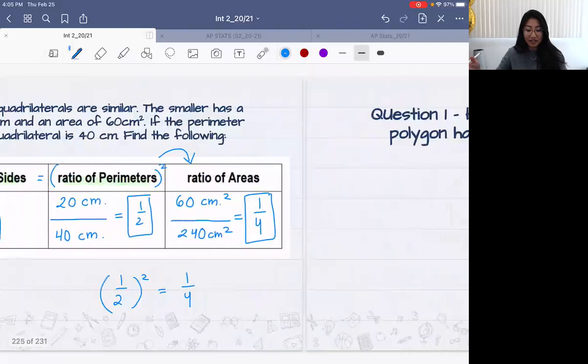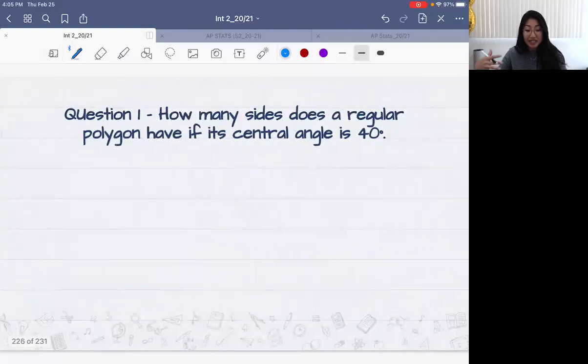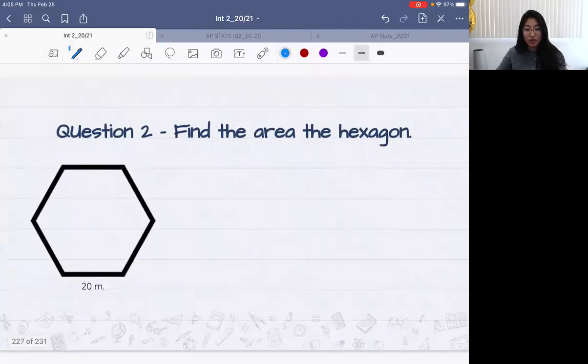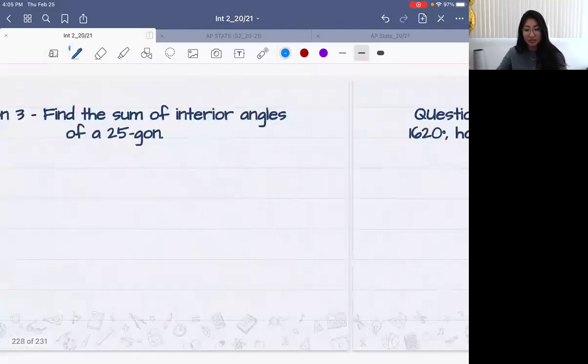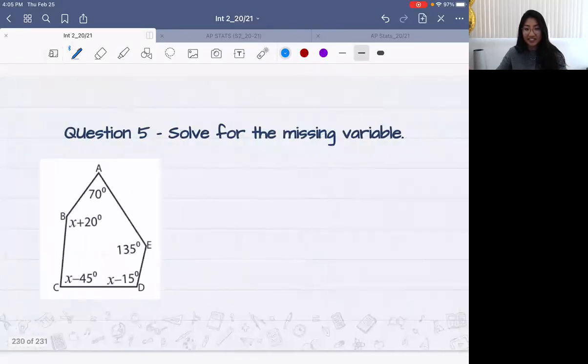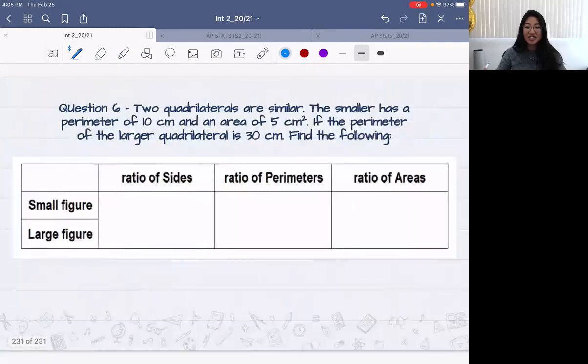And then you'll see on the very next slides that you'll see question 1, question 2, question 3, 4, 5, and 6. So you guys are in charge of these 6 problems. Make sure you get them done, and then I will also show you guys the answers eventually so that you can make sure and check yourself if you did it right. But hopefully this video was comprehensive, and if you have questions, please ask me through Google Classroom.